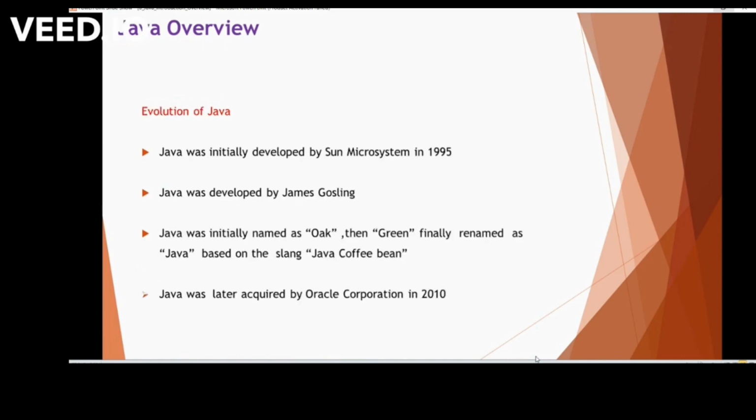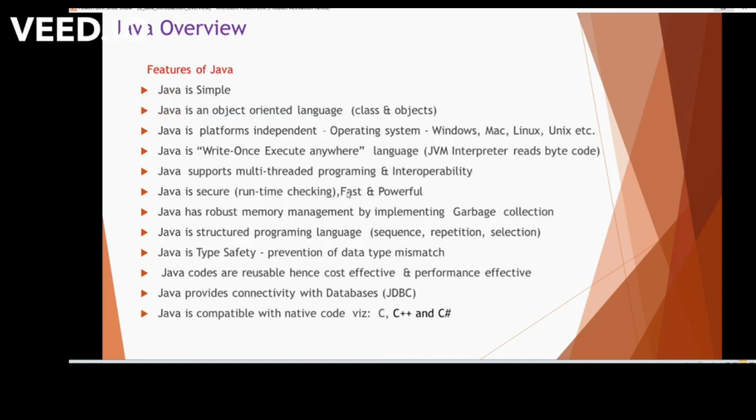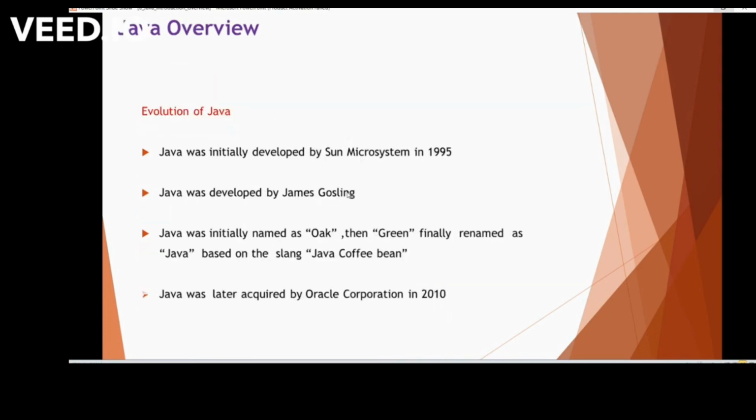Next, what is the evolution of Java? Java was initially developed by Sun Microsystems in 1995. Java was developed by James Gosling. This is very important: James Gosling developed Java. Java was initially named Oak, then Green, and finally renamed Java, based on the slang for Java coffee beans. Java was later acquired by Oracle Corporation in 2010.